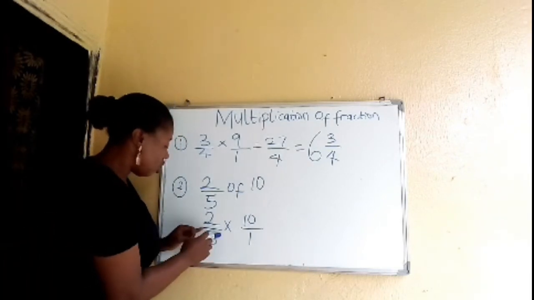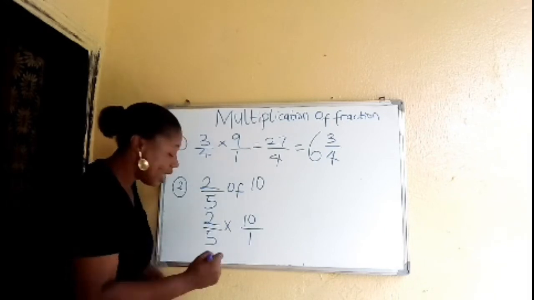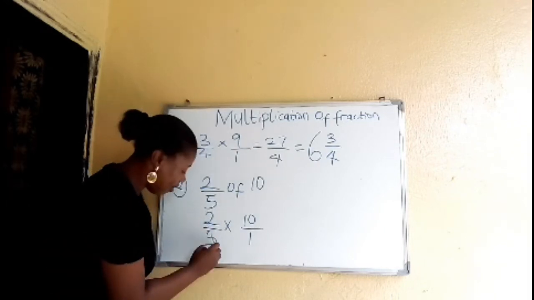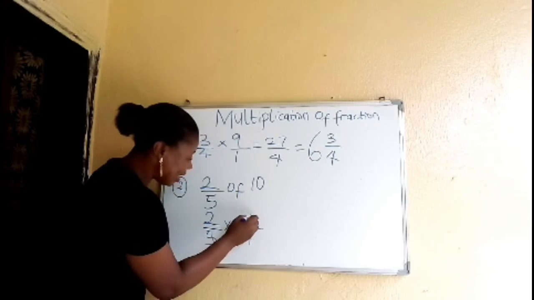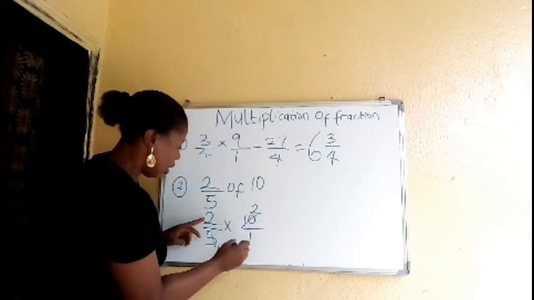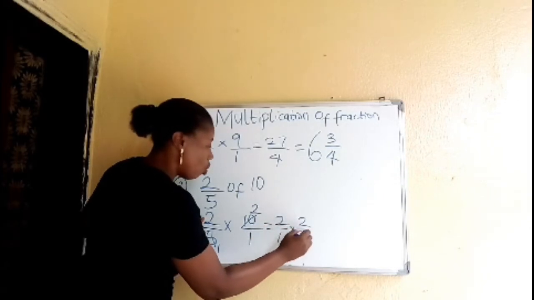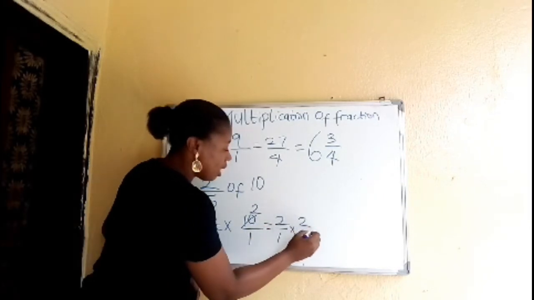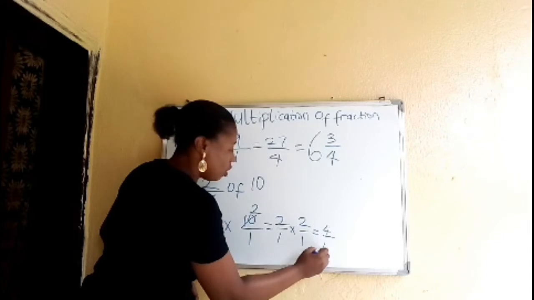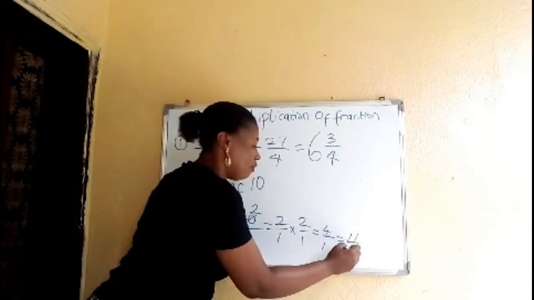5 is not a multiple of 2, so we can't divide that. 5 is a multiple of 5. So we say 5 divided by 5, we have 1. And then 10 divided by 5, we have 2. So now here you have 2/1 times 2/1. 2 times 2 is 4, and 1 times 1 is 1. Any number over 1 is that number. So we have 4 then.